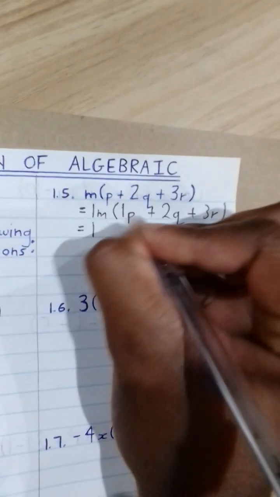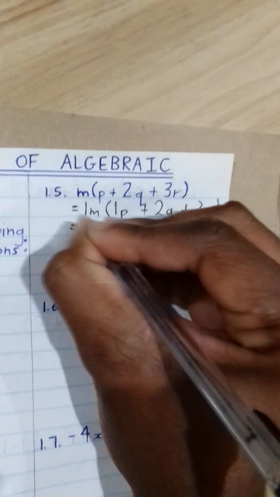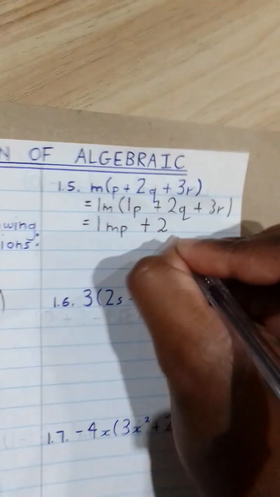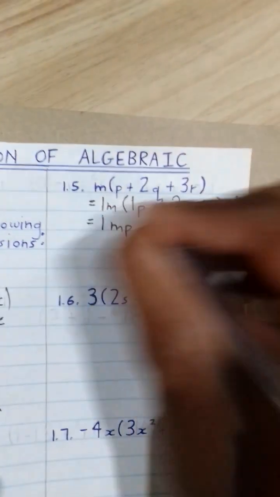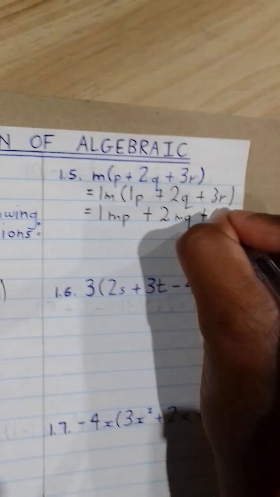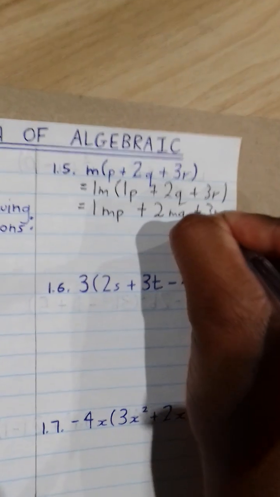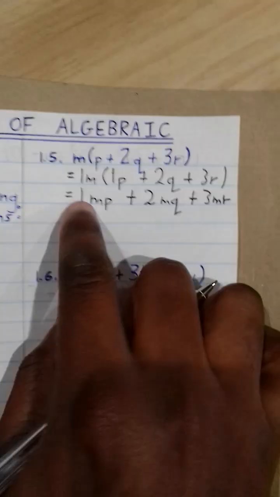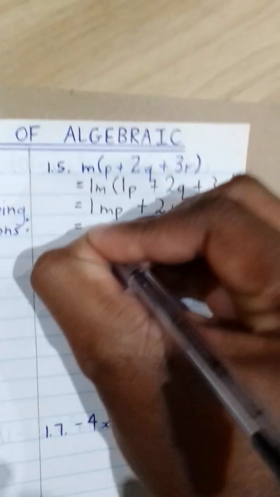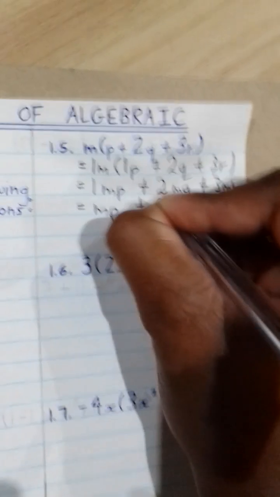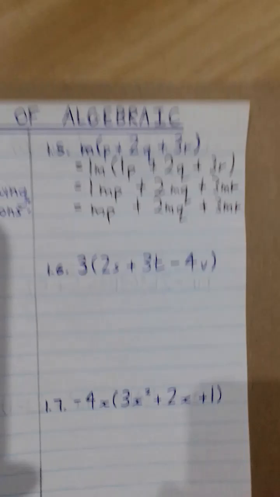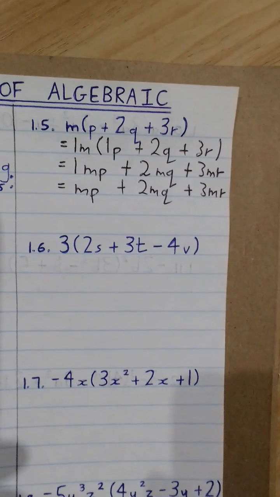Then we use the distributive law. 1 times 1 is 1. M times p is mp. Positive times positive is positive. 1 times 2 is 2. M times q, it's mq. Positive times positive is positive. 1 times 3 is 3. M times r is mr. Okay. Remember, if the coefficient is 1, we don't write it down. So the final answer is going to be mp plus 2mq plus 3mr. I hope that is clear and I hope that makes sense.